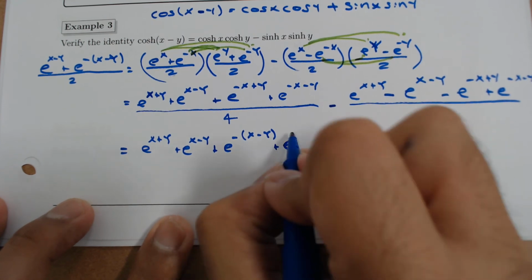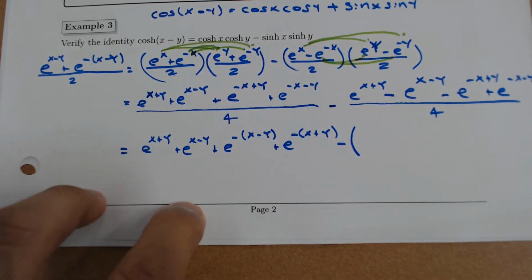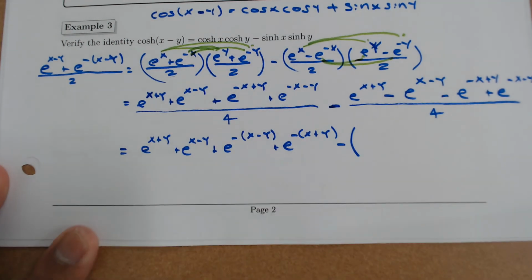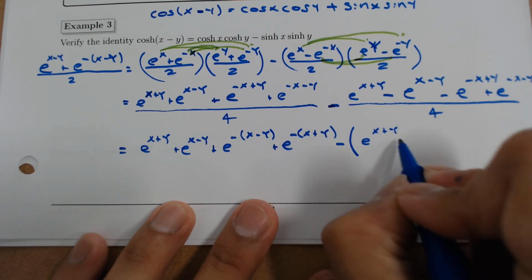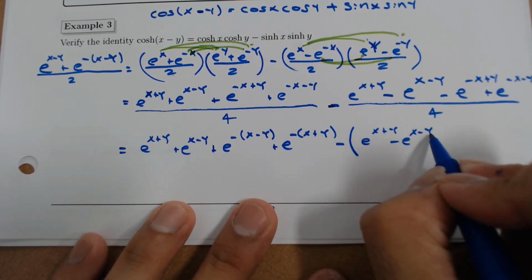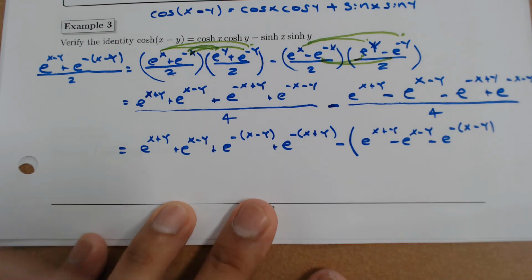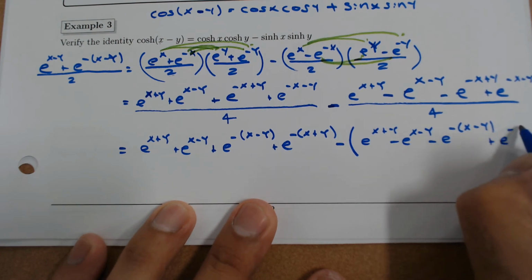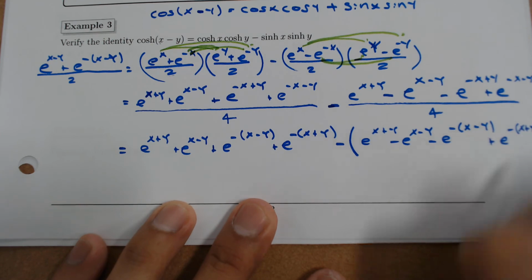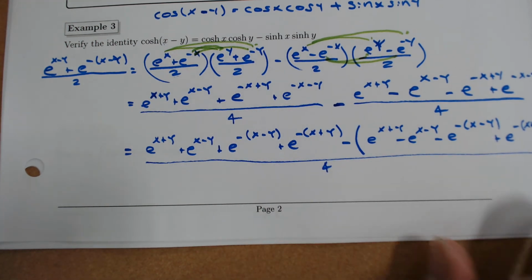So that's a plus e to the negative x plus y minus, put parentheses around, because that negative in front of this fraction will affect the sign of everything that's there. All right, so e to the x plus y minus e to the x minus y, no problem, minus, factor out the negative to make sure that x is positive and y is negative. That's what we want. Plus e to the negative x plus y. All right? And don't forget the 4 in the denominator.